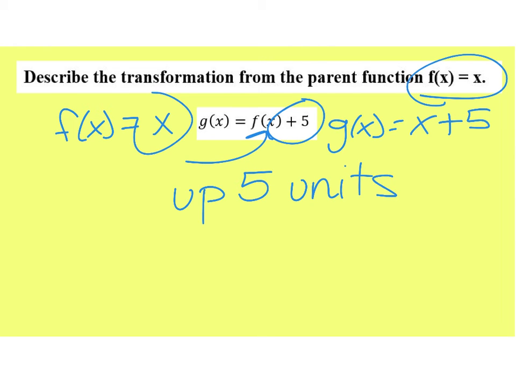Remember, the word up can also mean vertical, right? It doesn't necessarily have to be up. Vertical and up or down have the same context. Again, it's that y-intercept that's changing again, isn't it? Because the intercept went from the origin up to 5.